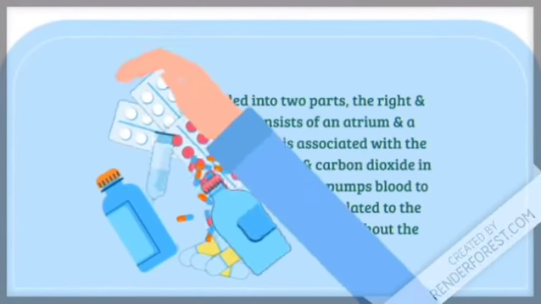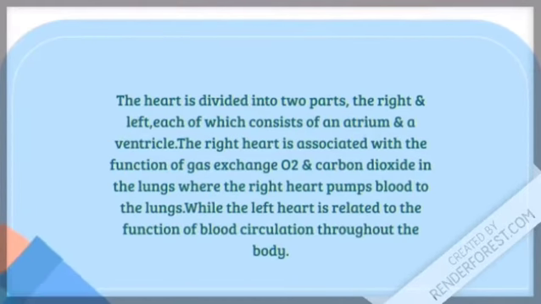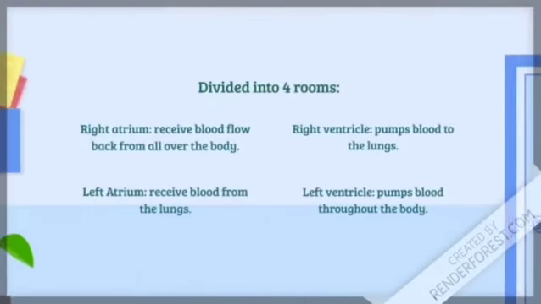The heart is divided into two parts, the right and left, each of which consists of an atrium and a ventricle. The right heart is associated with the gas exchange of oxygen and carbon dioxide in the lungs, where the right heart pumps blood to the lungs, while the left heart is related to the function of blood circulation throughout the body. Divided into four rooms.